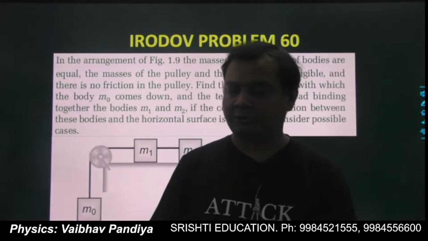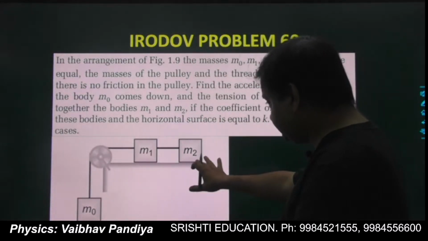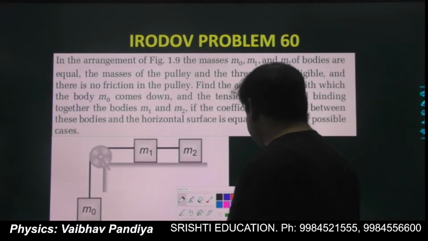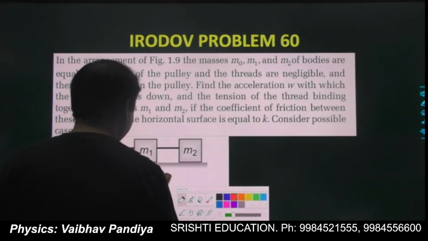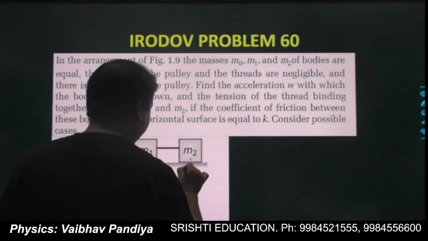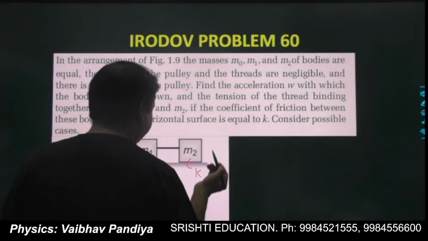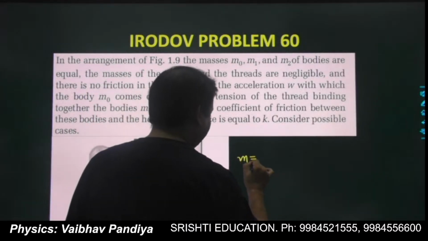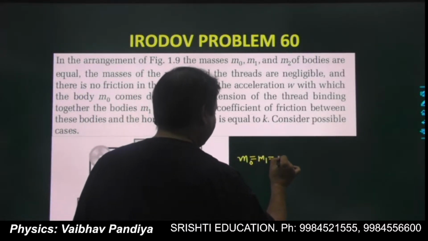in the present problem. Basically, we have three masses, and the coefficient of friction is the same. Block M1 and the surface have a coefficient of friction K, and block M2 and the surface also have a coefficient of friction K, and all three masses are equal. That is, M0 is equal to M1 is equal to M2.